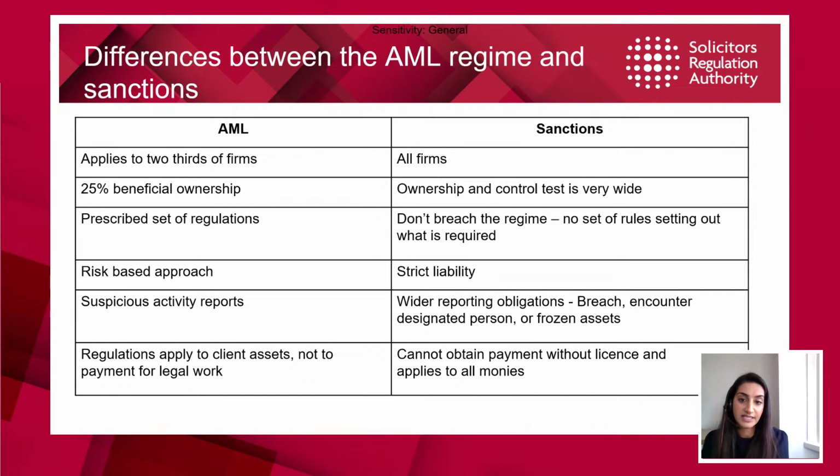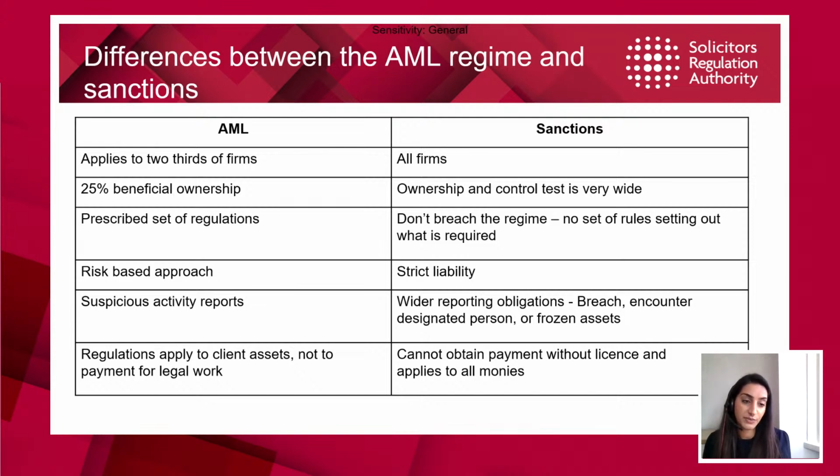The other key difference is that with AML, you can apply a risk-based approach, whereas with sanctions, it comes with a strict liability offence. And it's worth noting that with a risk-based approach, it means you identify your risk and you direct your resources at the highest risk clients and situations, but a certain amount of tolerance is there for failure. Whereas with strict liability, it means that irrespective of how good your controls are, if you commit a breach, enforcement action may still be taken.